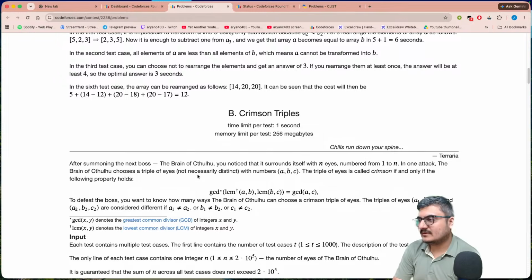Crimson template. After summoning the next boss, the brain of Chotlu note. I don't know what the name is. You notice that it surrounds itself by n eyes, numbered from 1 to n. In one attack, the brain of C chose a triplet of eyes, TLDR. We have to choose three integers A, B, and C, such that all the elements are between 1 to n. And this particular identity: the GCD of the LCM of A and B and the LCM of B and C is equal to GCD of A and C.